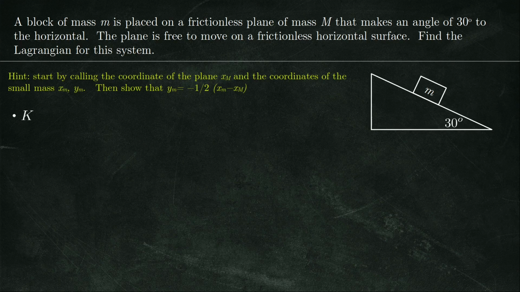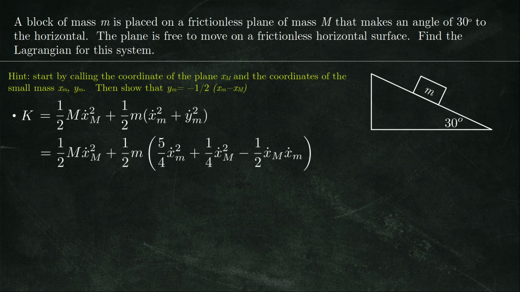So we're going to start with the kinetic energy. And initially, using the initial coordinates, this is just the sum of the kinetic energy of the big mass and the sum of the kinetic energy of the small mass, where we've used both the x and the y coordinates at the moment. Then, in order to get rid of y, we substitute in our relation for y given in the hint, which hopefully you can have a go and find yourself.